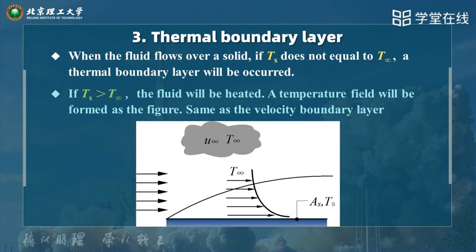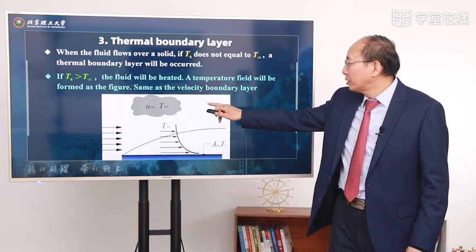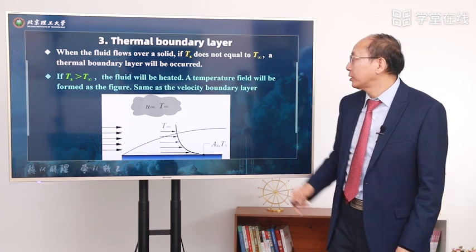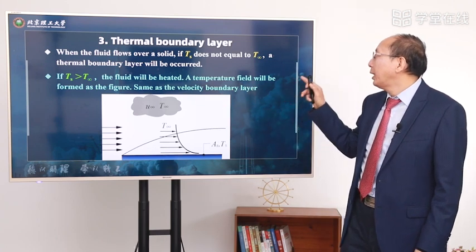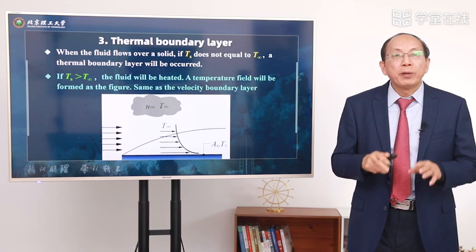Okay, we know there is a viscous boundary layer. If the plate temperature and the working fluid temperature are not the same, certainly a thermal boundary layer will be produced. For example, if the plate temperature is Ts and the fluid temperature is T infinity, with Ts not the same as T infinity, a thermal boundary layer will occur.